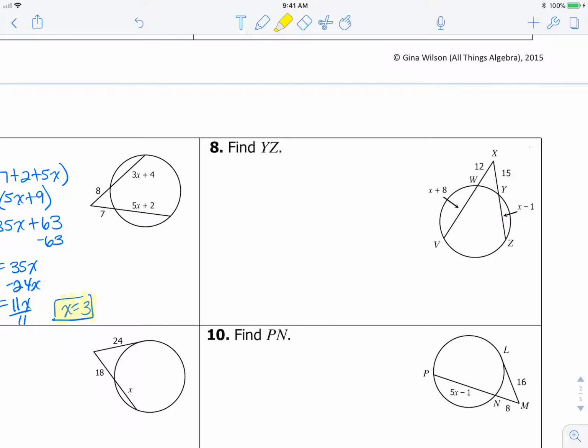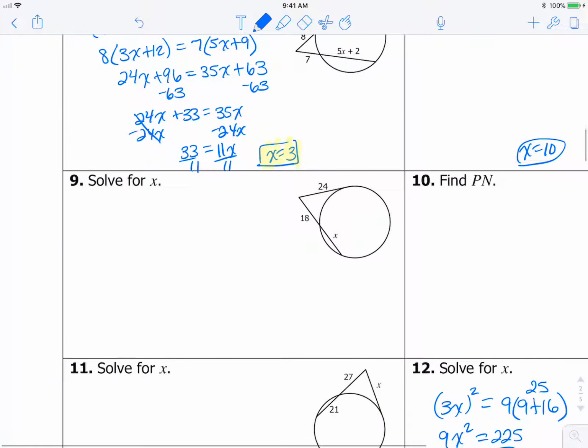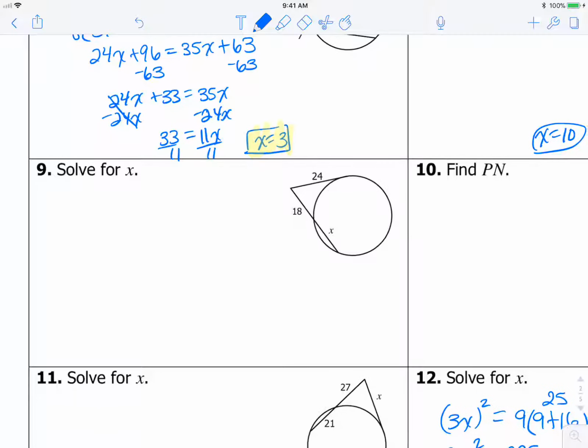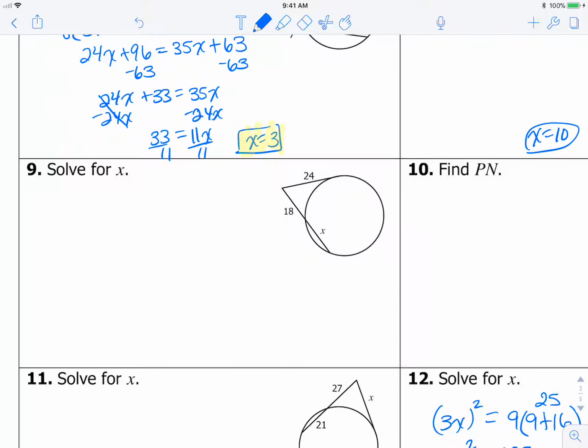Okay. Alright, I want you to find YZ, number 8, on your own. And then after you find that, x equals 10.